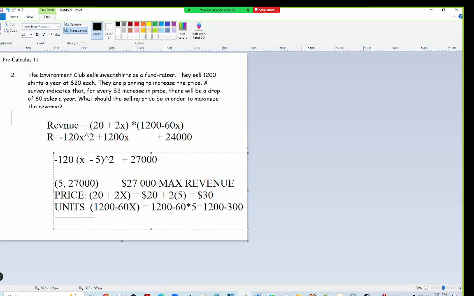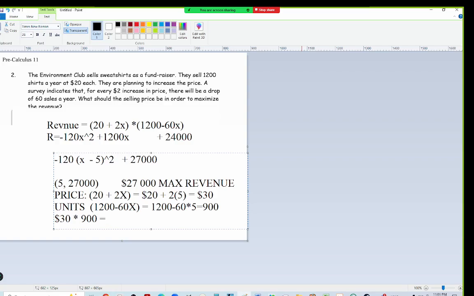900. Okay. So how do I know? So according to this, I can sell 30 units at 900 to get my max revenue. How do I know I calculated these two numbers right? This one and this one. If you add them up, they equal the original.